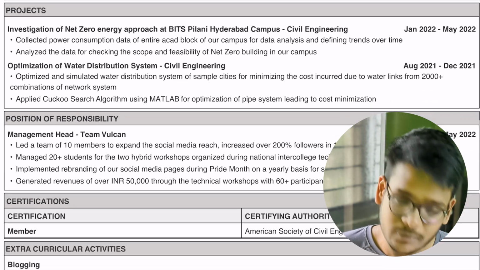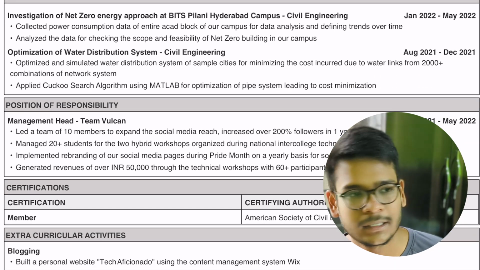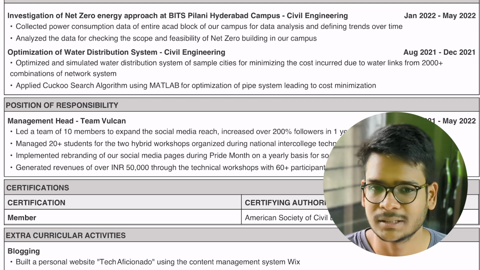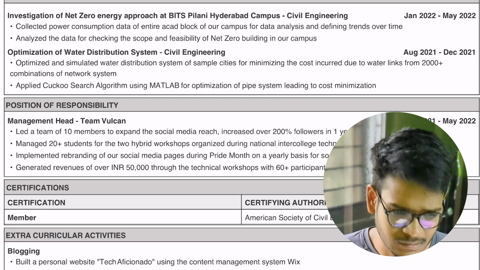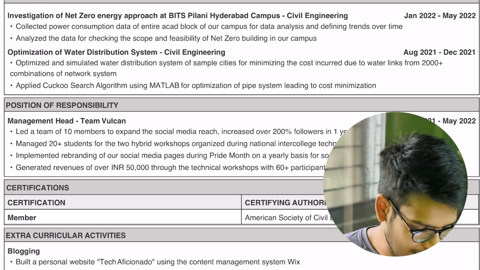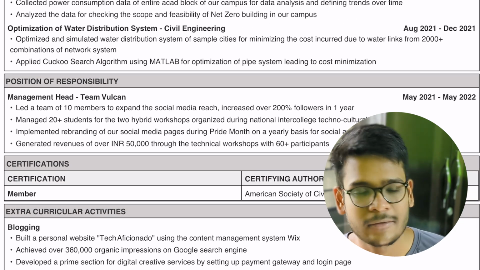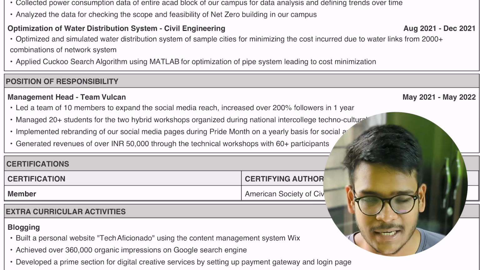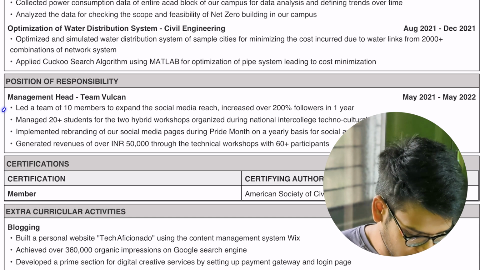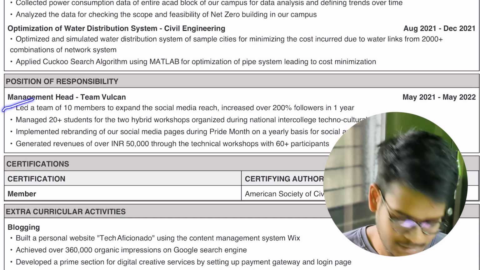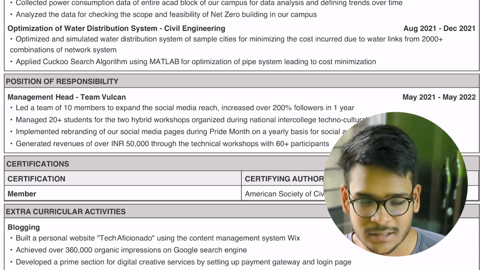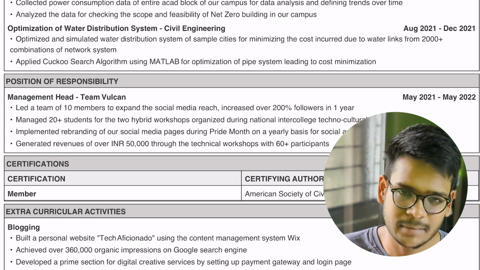Now coming to position of responsibility. Basically, if you have different clubs or societies in your college, like a Sanskrit club, music club, whatever, and if you are the head of it, that is called a position of responsibility. I was the management head of Team Vulcan, which is part of Baja Society of Automotive Engineers. I put down 4 points in my resume: I led a team of 10 members and I managed 20 plus students in it, and whatever you did, you can add it.